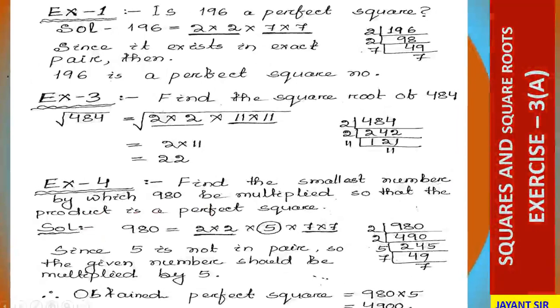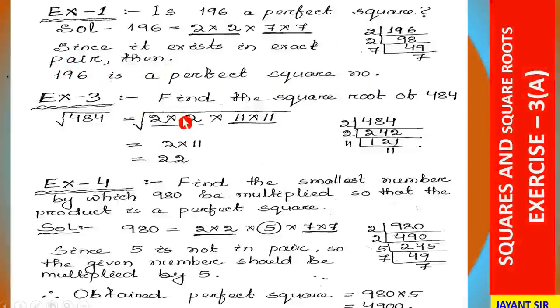Now come to your book, example 1. Is 196 a perfect square number? By resolving into prime factors, 2 9s are 18, 2 8s are 16, 2 4s are 8, 2 9s are 18, then 7 7s are 49. So by resolving 196 into prime factors we get 2 into 2 into 7 into 7. Now make it pair. This is one pair, this is another pair. Since it exists in exact pairs, 196 is a perfect square number.